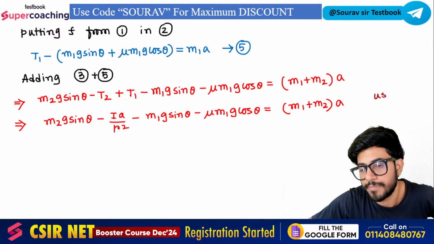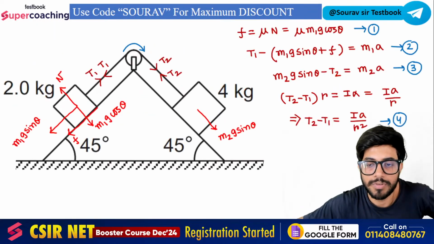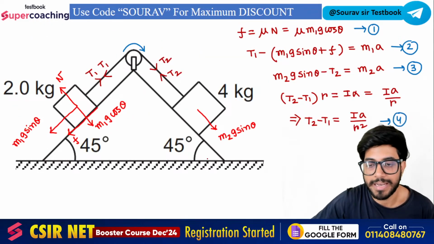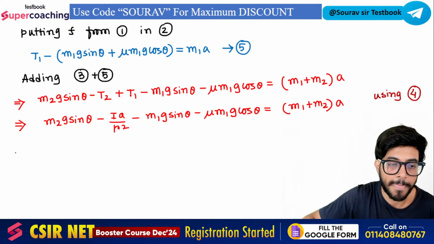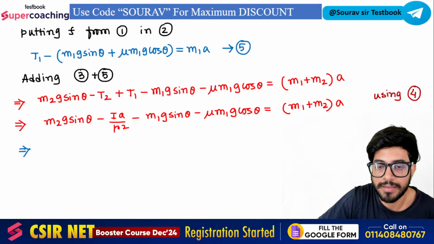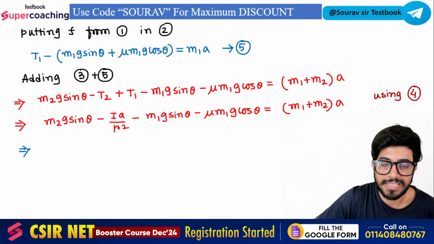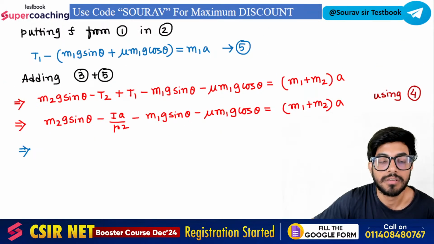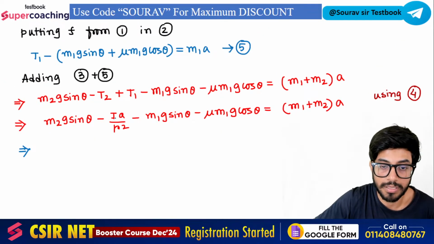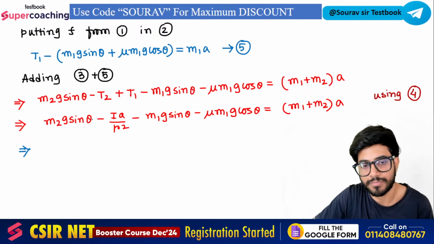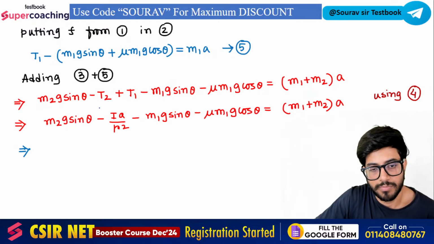Here I am using equation 4. Using 4 I have got this term, because for T1 minus T2 I have put minus I A by r square. So here you can just write down what is the acceleration A. Sin theta is 1 by root 2, g suppose 9.8, and m1 is 2 kg. Good. So just do one thing. Take these 3 terms and put this one over here. You will get something.